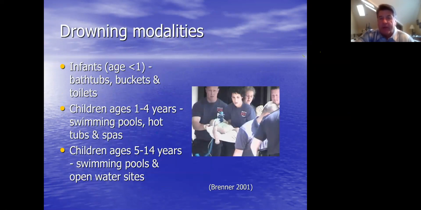What are the drowning modalities? How does it happen? Children less than 1 year of age, primarily bathtubs, buckets, and toilets. I'll go over those in a few minutes. Children ages 1 to 4 are primarily swimming pools, hot tubs, and spas, and children 5 to 14 years old, swimming pools and open water sites. So of the children, the majority of these kids who have at-home problems are the infants, and most of the times the infants are some of the most preventable, which I'll go over in a few minutes.